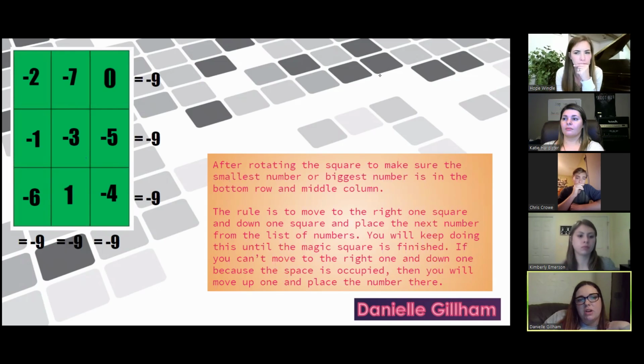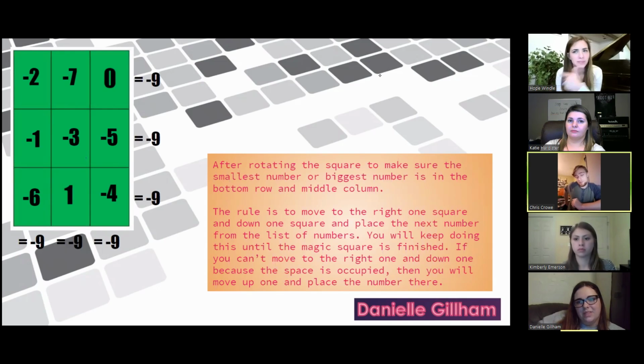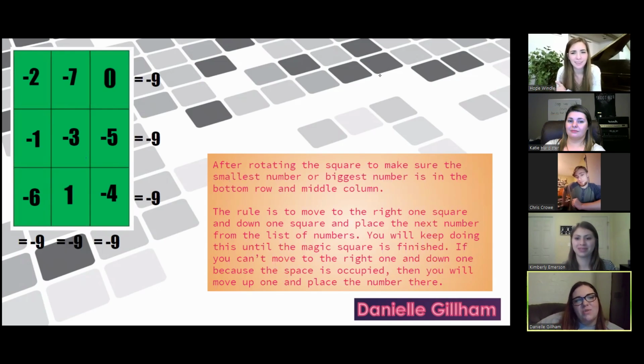So if you run into that problem and you notice that the space is occupied, then you just go up 1 and work your way from there. It probably sounds a little complicated, but it was super simple. And then when I added it up, all of them were negative 9. So if you wanted to move it back, you'll just rotate it back.